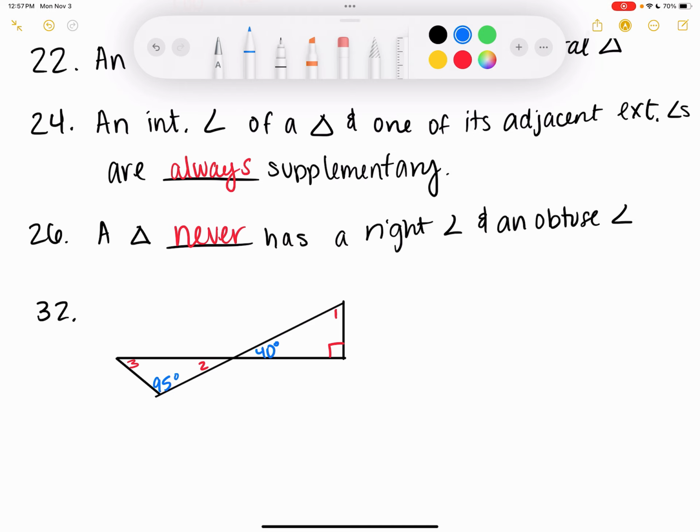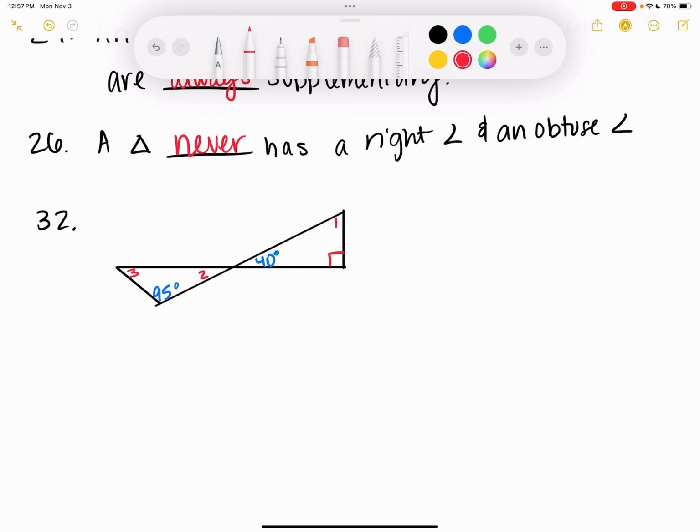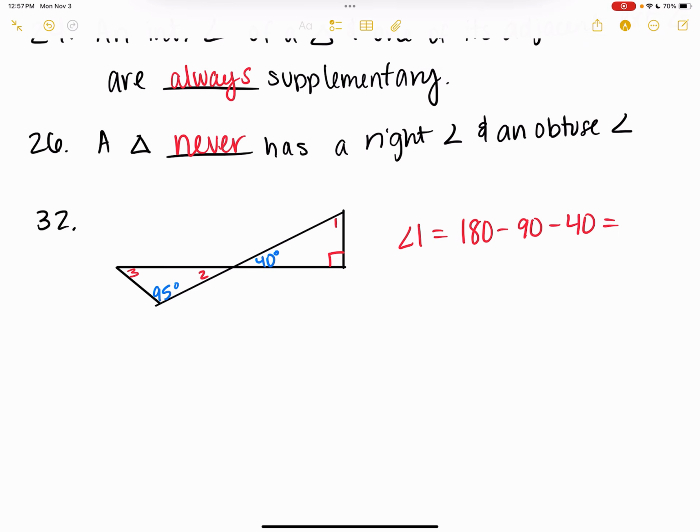All right, so I need to solve for the measure of angle 1, 2, and 3. So let's just start in order. How would I go about finding the measure of angle 1? You can add the 90 and the 40. And then do what? Yep, do 180 minus 90 minus 40. And when I do that, what do I get? So angle 1 is 50 degrees.